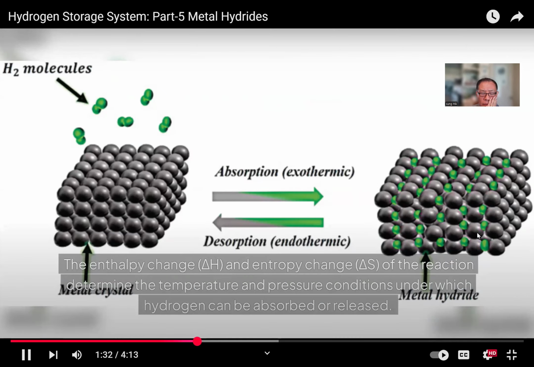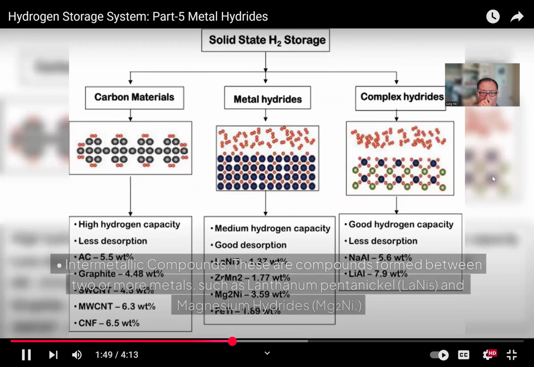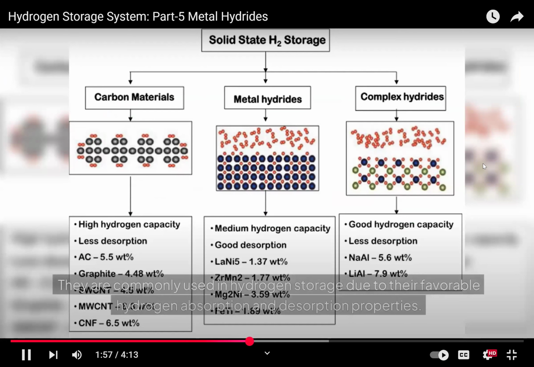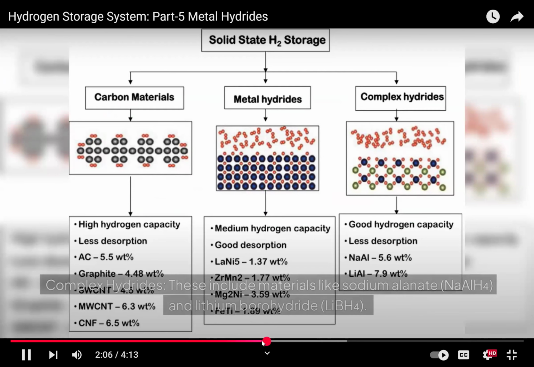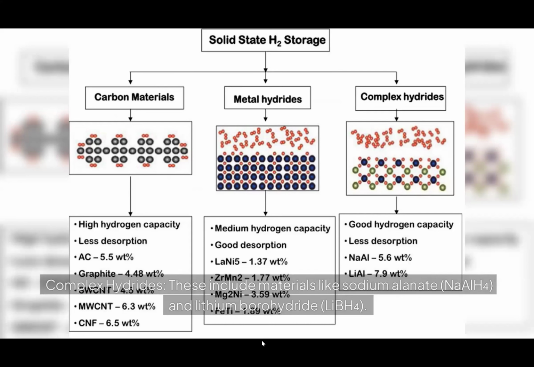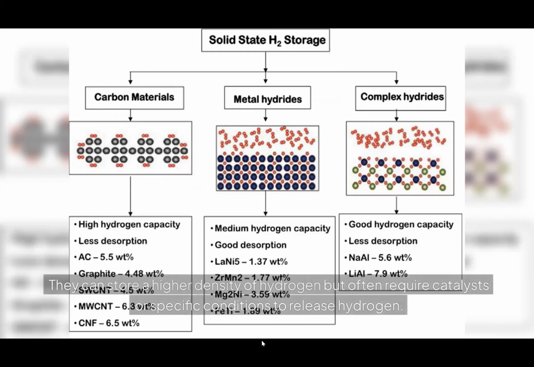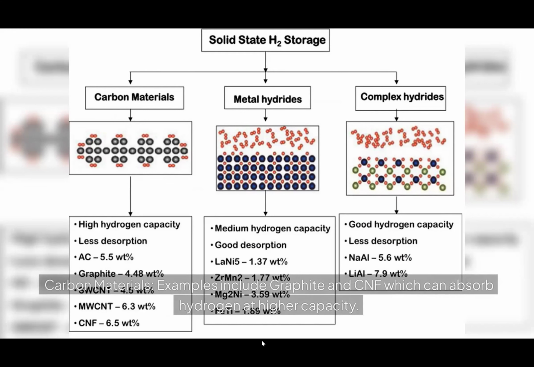Types of metal hydrides. Intermetallic compounds: these are compounds formed between two or more metals, such as lanthanum pentanickel, LaNi5, and magnesium nickel hydride, Mg2Ni. They are commonly used in hydrogen storage due to their favorable hydrogen absorption and desorption properties. Complex hydrides: these include materials like sodium alanate, NaAlH4, and lithium borohydride, LiBH4. They can store a higher density of hydrogen but often require catalysts or specific conditions to release hydrogen. Carbon materials: examples include graphite and CNF, which can absorb hydrogen at higher capacity.